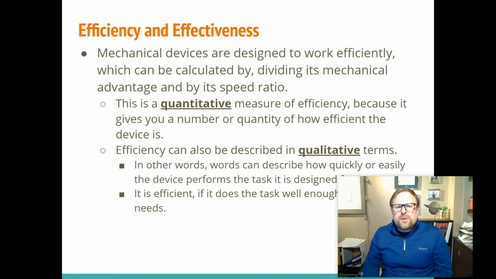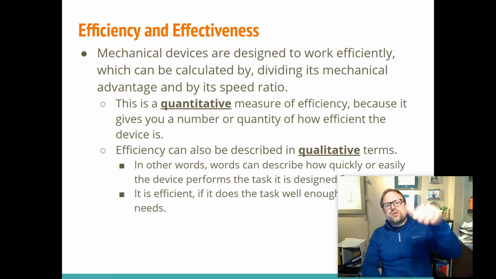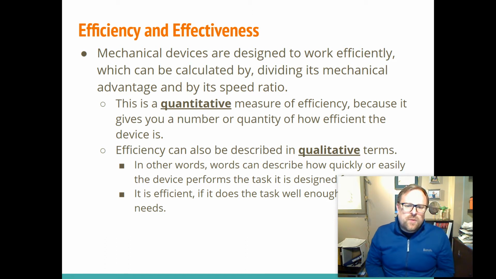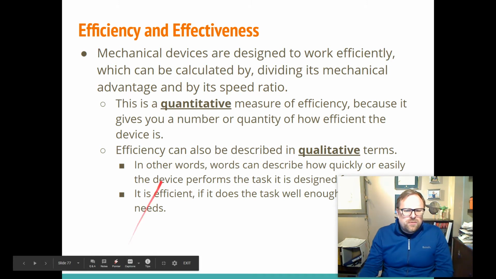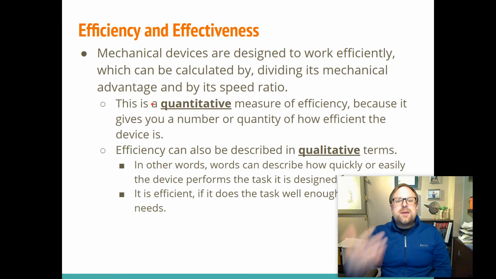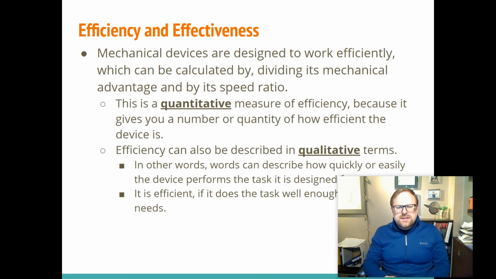So let's talk a little bit about efficiency and effectiveness. Mechanical devices are designed to work efficiently, which we know can be calculated by dividing mechanical advantage over speed ratio, or we could do output force over input force if we wanted to. And when we do a mathematical calculation and we end up with a number, what we call this is a quantitative measurement of efficiency. So this term quantitative is based around quantity. And if you think of quantity, that means a number of something. So this quantitative measurement is going to have a number or quantity associated with how efficient the device is.